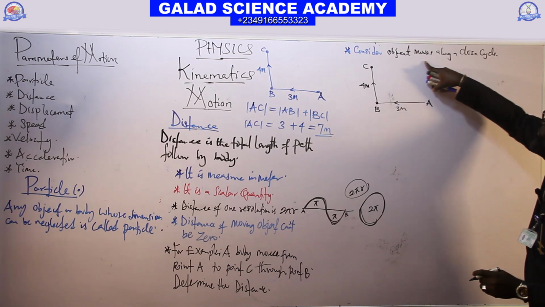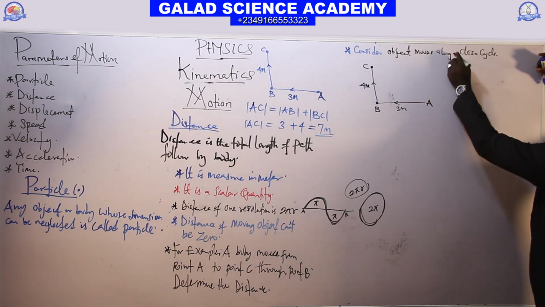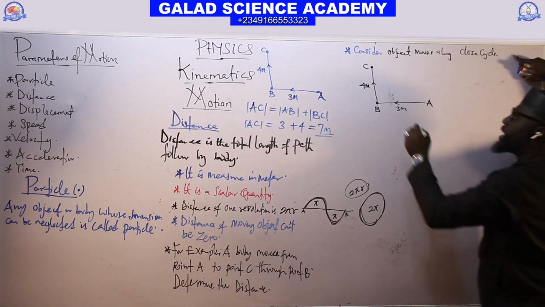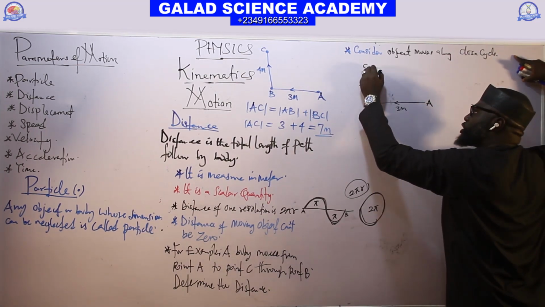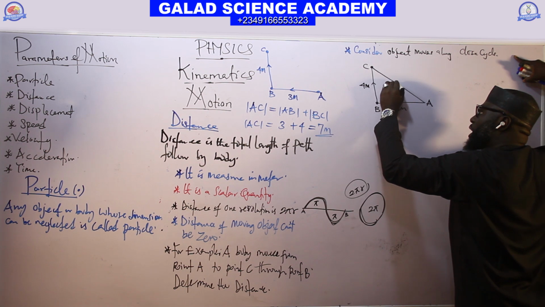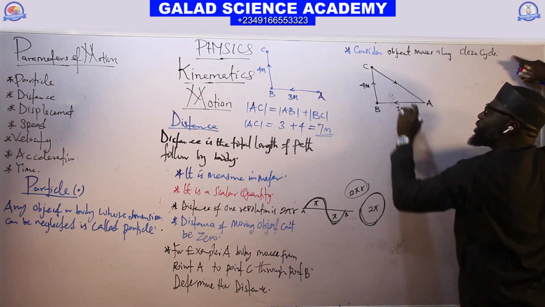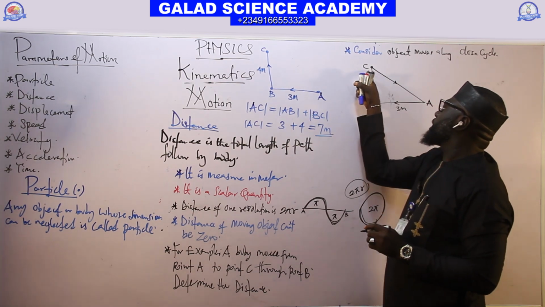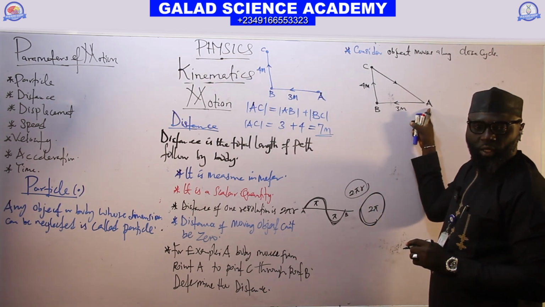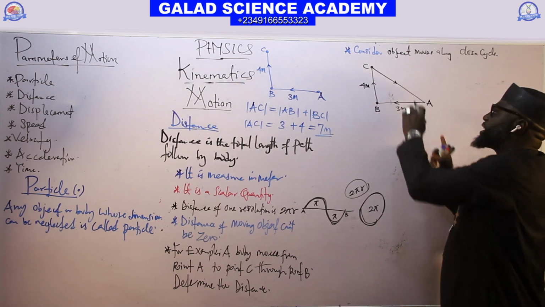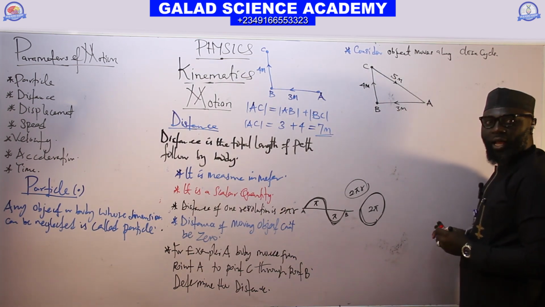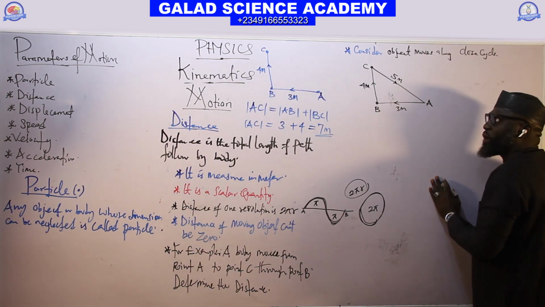But they said consider objects move along closed circuits. That when they get to the C, it also comes back to A. Look at direction here. From A to B, B to C, C back to A. And this C back to A is 5 meter.